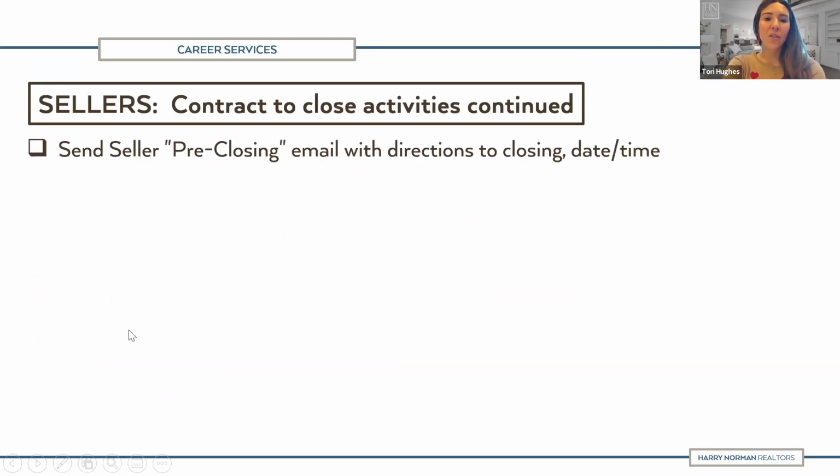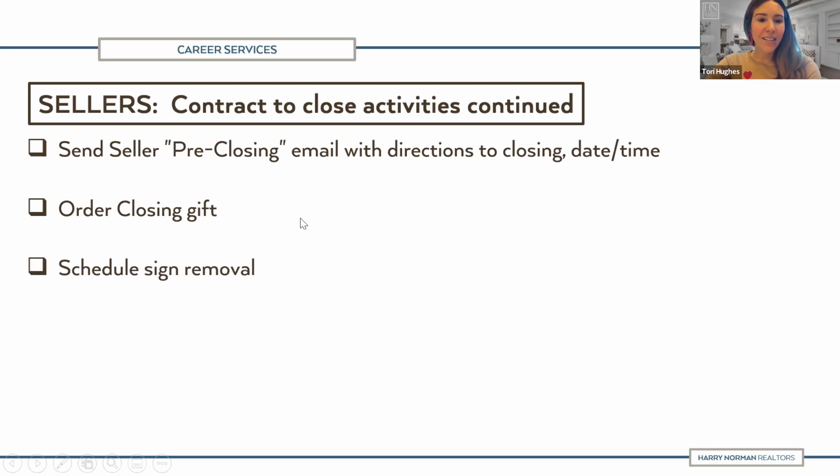You'll want to send the seller a pre-closing email with directions to the closing and the date and the time, et cetera, what all they need to bring with them, forms of ID, et cetera. You'll want to order a closing gift if you're going to be doing so. Schedule the sign removal. So if you have a farmer's sign, like one of our big wooden signs installed, you'll want to schedule that sign to be removed after closing.